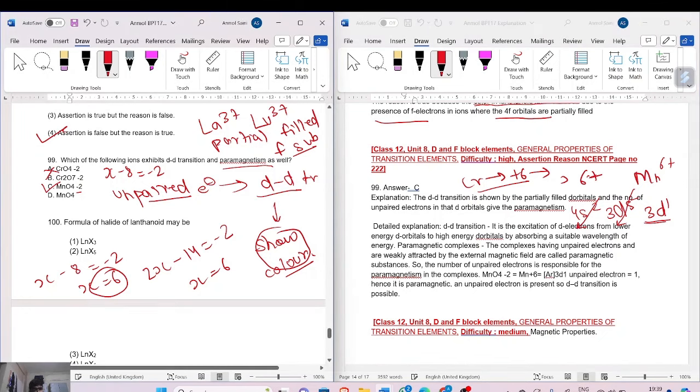Okay, and similarly for the last D part, we have MnO4 minus, which is in the +7 oxidation state, meaning no unpaired electron. Okay, so the correct option is C.